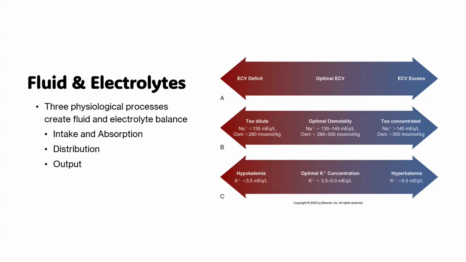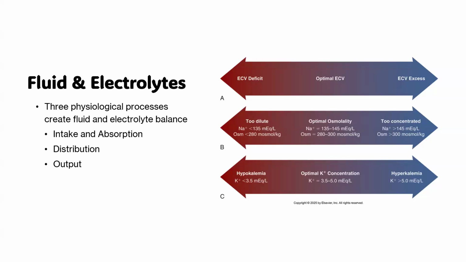Fluid and electrolytes that enter the body by all routes except IV must be absorbed into the bloodstream, because IV goes directly to the bloodstream. IV fluids and electrolytes do not require absorption because they enter the bloodstream directly. So that's the reason why we don't have to worry about that.